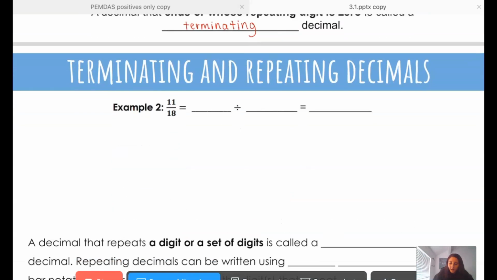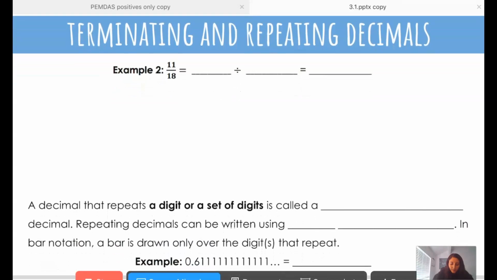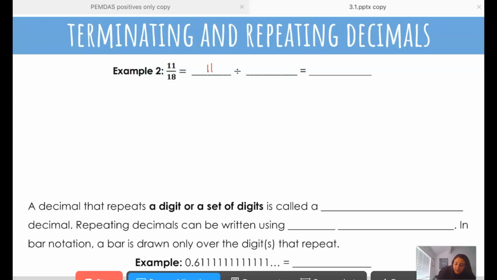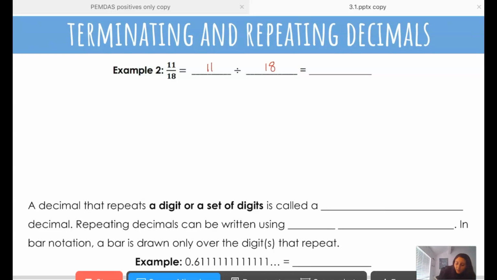All right, so let's now look at another fraction, which is a rational number, 11/18. So we're going to do 11 divided by 18 to get our decimal. So I can do 11 divided by 18. 18 goes into 11 0 times, so I'm going to have to put my decimal and keep going and add a 0. 18 goes into 110 6 times. 18 times 6 is 108. Subtract, we get 2, and then we're going to have to bring down the 0.